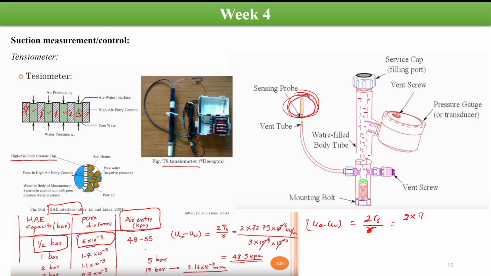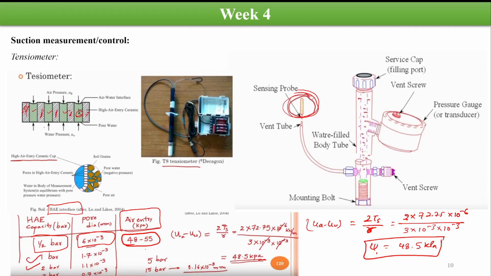So we'll write 2 times the surface tension of water, which is 72.75 into 10 to the power minus 3 newton per meter, and the diameter is provided as 6 into 10 to the power minus 6 meter. So the radius will be 3 into 10 to the power minus 6, and we'll convert it into meters. So it will come to 48.5 kPa. So that's the matric suction value which we can calculate. And just like this, we can calculate the matric suction values that we can measure from these HAE capacities in the pore diameter.